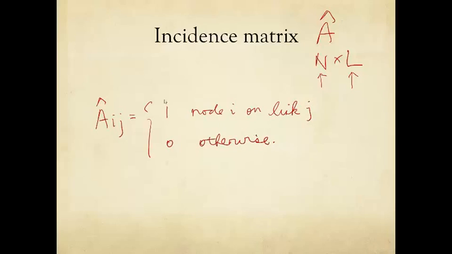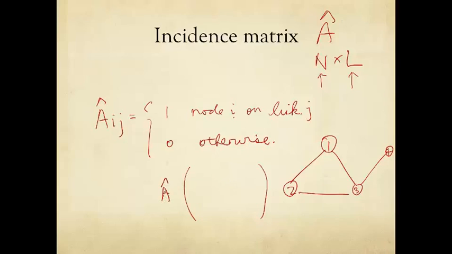So it's a binary matrix where it's 1 if there is an incidence of link j on node i. For example, in the last slide we looked at this example, 1, 2, 3, 4. Now the matrix A hat will look like the following. We first have to write down also the labels for these links. Let's write down these links as A, B, C, and D.